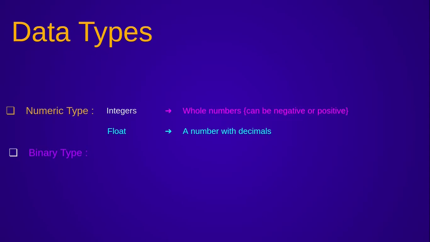Now, let's talk about the second data type that we're going to be dealing with in this tutorial, which is the binary type. So the binary type has only one type, which is a boolean. It's a boolean, right? It can either be true or false. So a boolean only has two values, either true or false, yes or no, right? Yes being true, no being false.